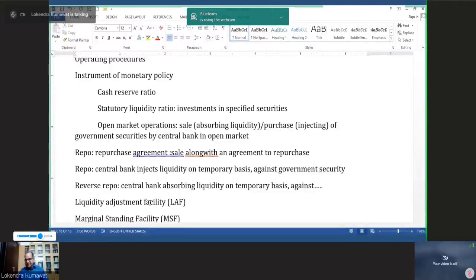So this MSF rate and reverse repo rate provide a corridor in which the weighted average call money rate can move in India these days.